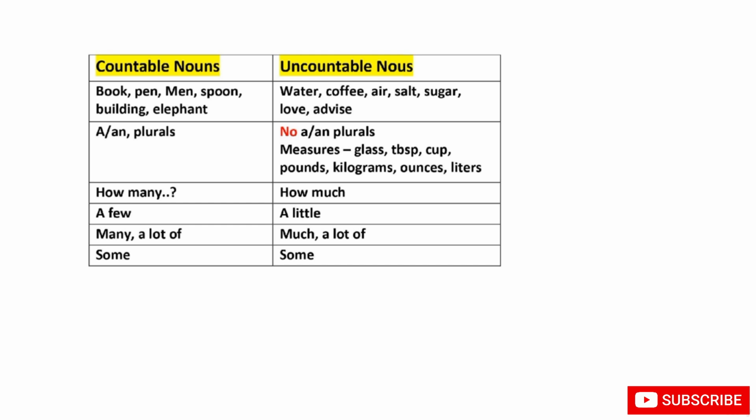Can you tell me what we use? With countable nouns, we use many or a lot of. There are many computers in my office, or there are a lot of computers in my office. With uncountable nouns, we can use much, but that's less common. It's more common, once again, to use a lot of. Like, there is a lot of coffee in the cup. So notice that a lot can be used both with countable and uncountable nouns.